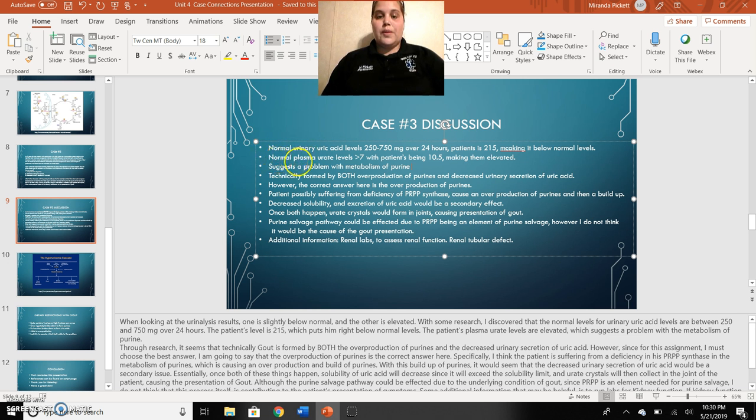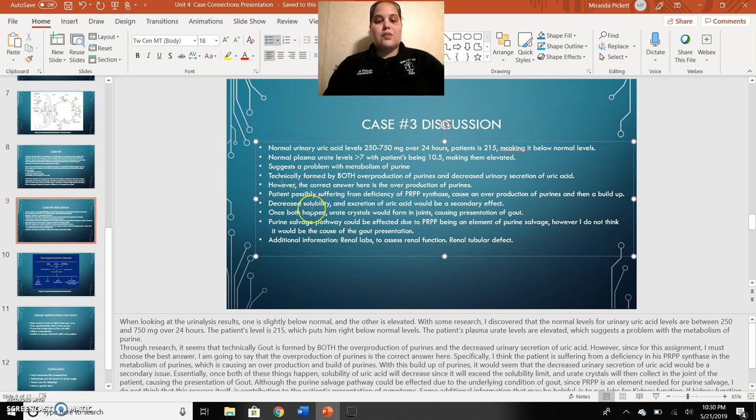Normal plasma urate levels are less than 7, and I apologize, I put the incorrect symbol there. But the patient's is 10.5, which makes his plasma urate levels elevated. Both of these things suggest a problem with the metabolism of purine in the patient's body. Now, through research, I found that technically both the overproduction of purines and the decreased urinary secretion of uric acid can contribute to the diagnosis of gout. However, in this assignment, we are asked to choose one.